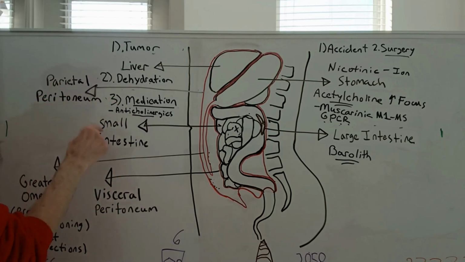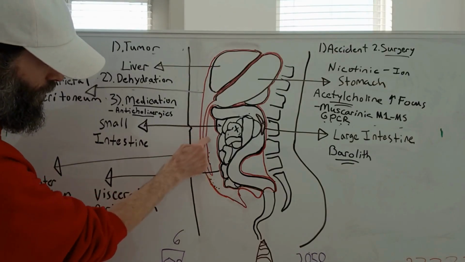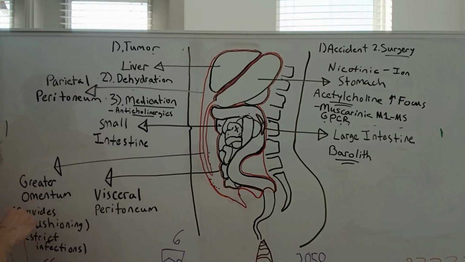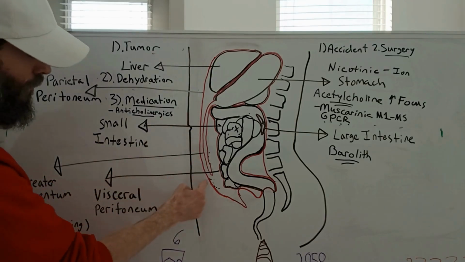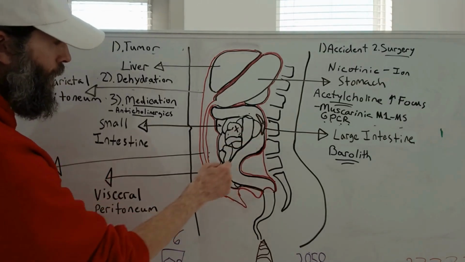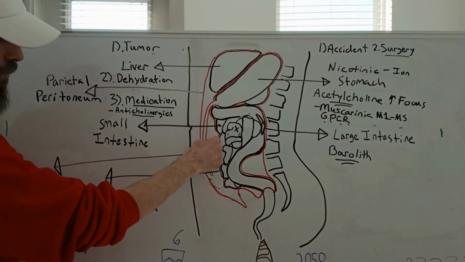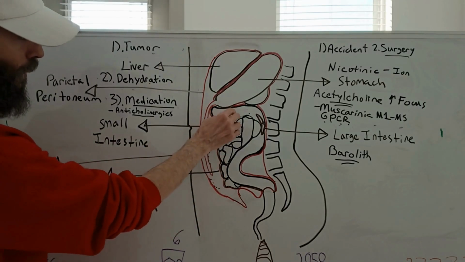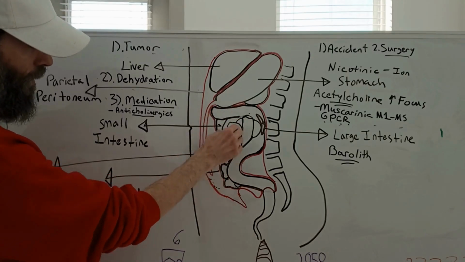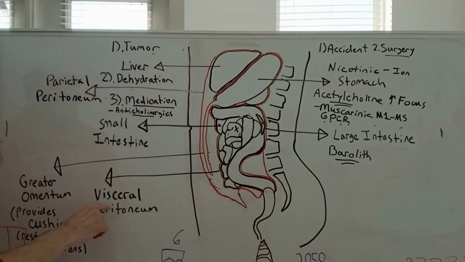The parietal peritoneum is the part of the peritoneum that goes over the abdomen. The front of it is this double loop, which is called the greater omentum. And the back of it, the mesentery in the back, that's called the parietal peritoneum. And then it also encases, or wraps around, so to speak, the intestines and the vital organs. That's called the visceral peritoneum.